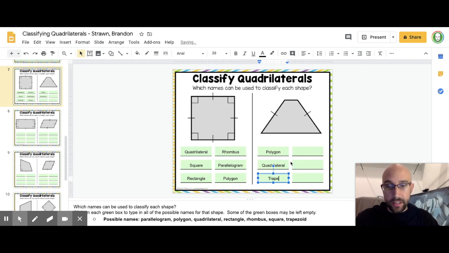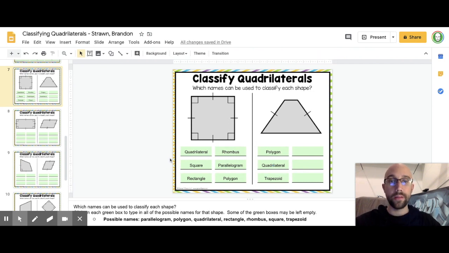Fun fact, in Europe, they call them trapeziums. Is your fact of the day. And that's all we have for those.